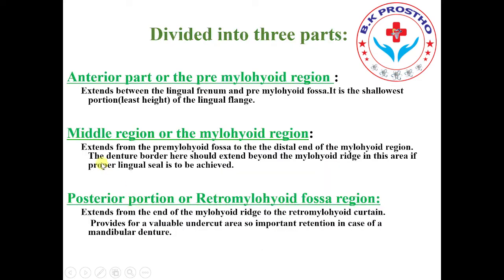And this particular part should be extended to the distal end of the mylohyoid ridge, and the denture here should extend behind the mylohyoid ridge. The proper seal is to be achieved. The posteriormost portion is the retromylohyoid fossa. It runs from the distal end of the mylohyoid ridge to the retromylohyoid curtain, and it provides a valuable undercut that is very important for the retention of the mandibular denture.